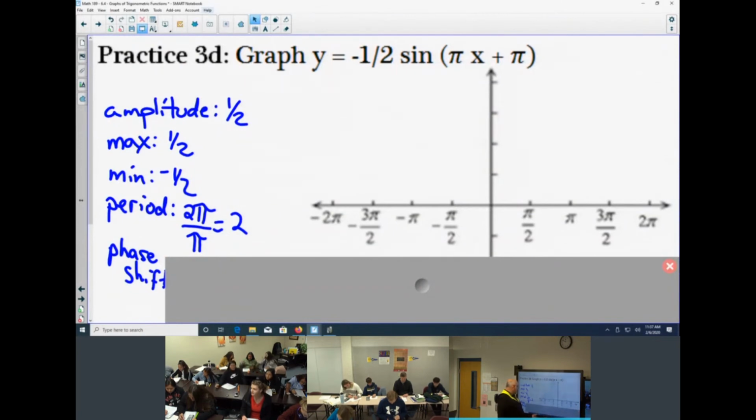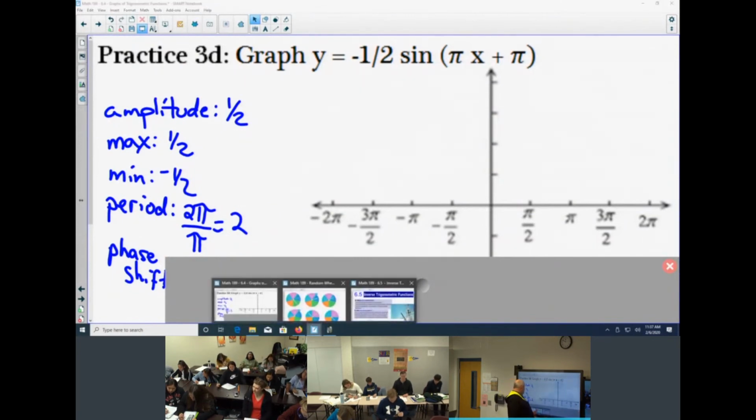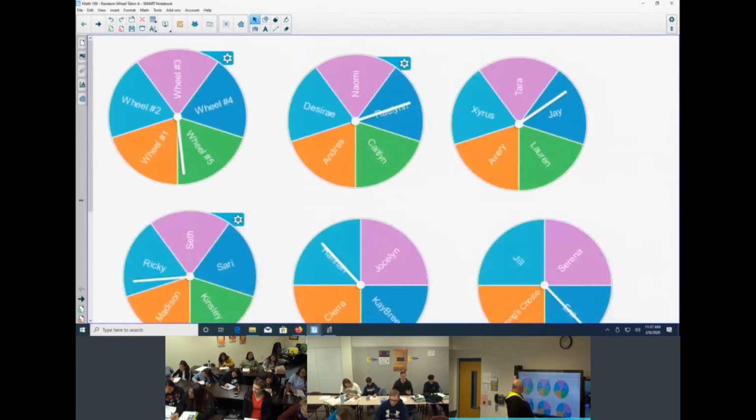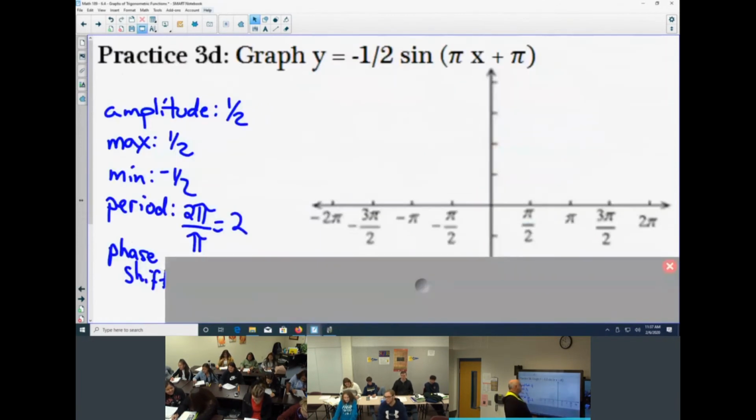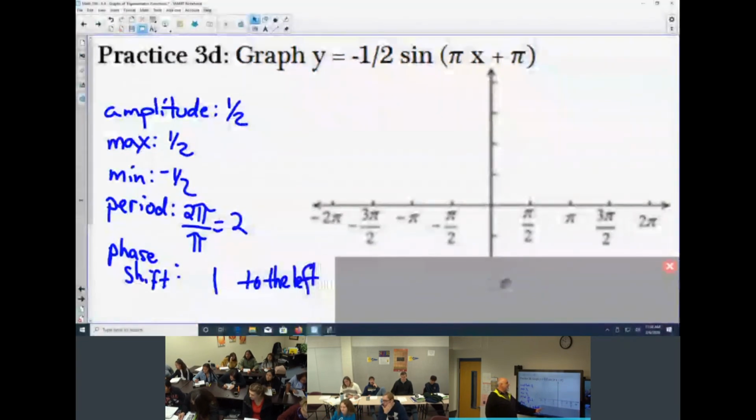All right, and then finally, the phase shift. Madison, what's the phase shift? One. 1. So it's c divided by b. In this case, it's pi divided by pi, and it's to the left. So 1 unit to the left.